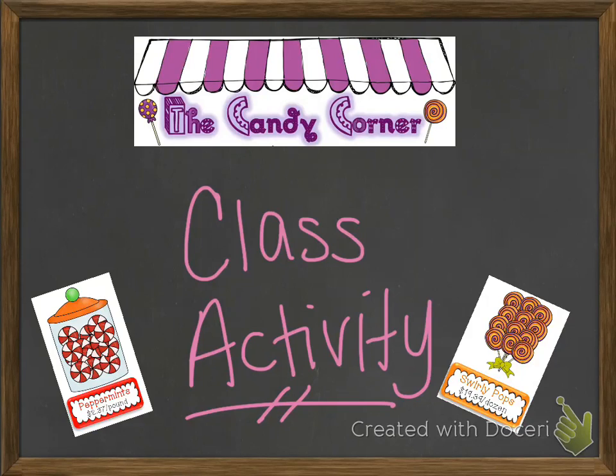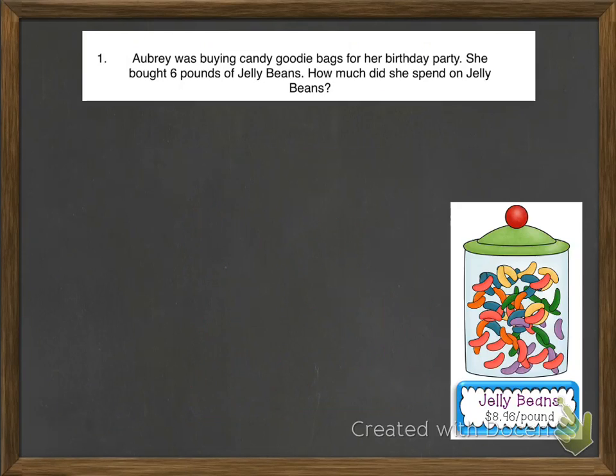Today we are going to be working on the Shopping at the Candy Corner class practice. The objective of this class practice is to multiply and divide decimals. For some of us, this might be a complete review, and for some of us, we might need to just jog our memories a little bit of how to multiply and divide decimals, but I want to do 3 problems with you. So we're going to go ahead and start with problem number 1.